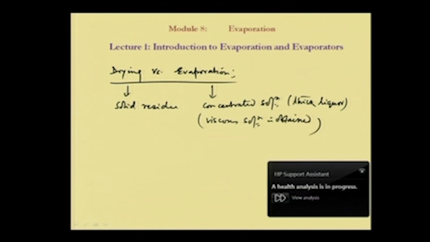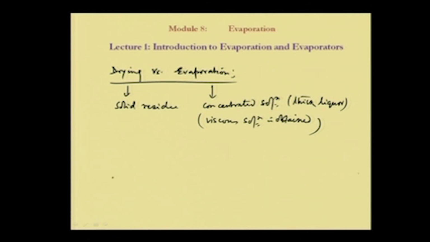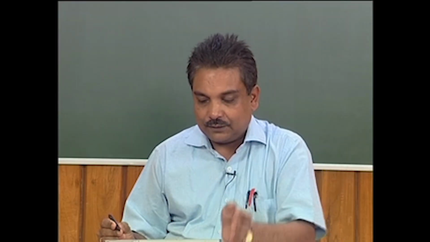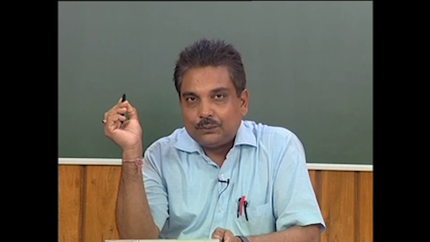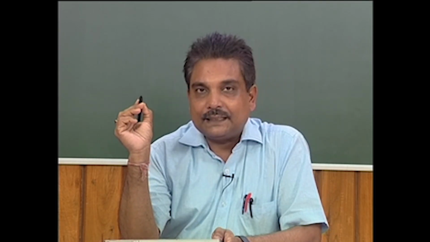Now, a typical example of drying is drying of milk to produce milk powder. So, here we are getting a solid substance. In evaporation we are not interested in the solid substance; we are interested in getting it concentrated.